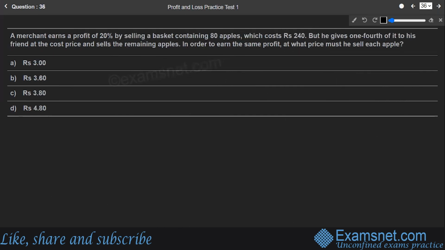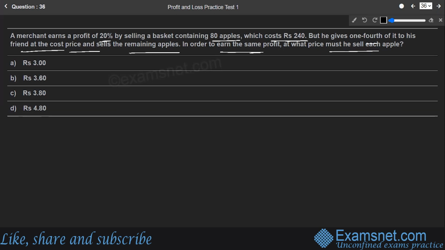Now, a merchant earns a profit of 20% by selling a basket containing 80 apples which cost rupees 240, but he gives one fourth of it to his friend at the cost price and sells the remaining apples. In order to earn the same profit, at what price must he sell each apple?